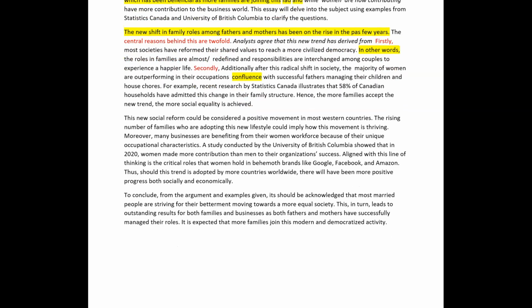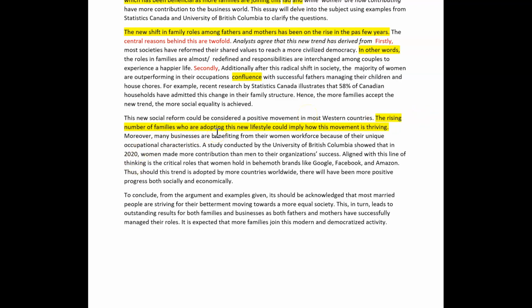Okay, so I think I would just shift this more towards equal rights. Women are more accepted in the workplace and women are more successful in the workplace. I would leave democracy out of it, to be really honest. I think it's just making us a bit confused. This new social reform could be considered a positive movement in most Western countries, okay? The rising number of families who are adopting this new lifestyle could imply how this movement is thriving. You don't need to say that. That's absolutely repetition of what you've just said here.